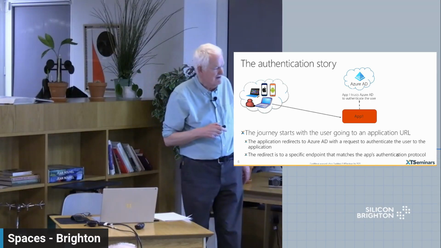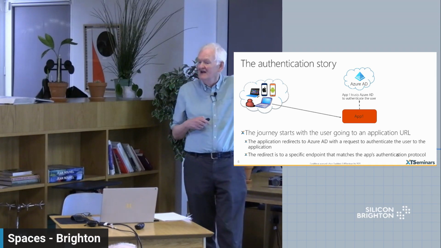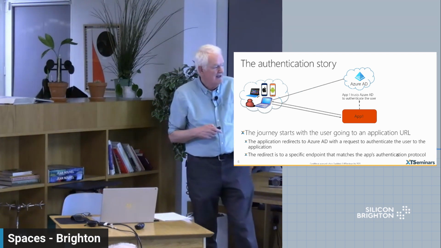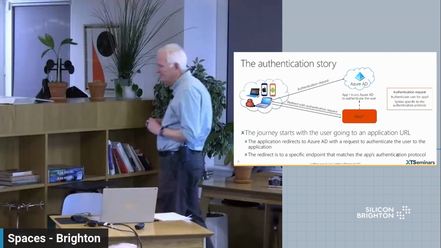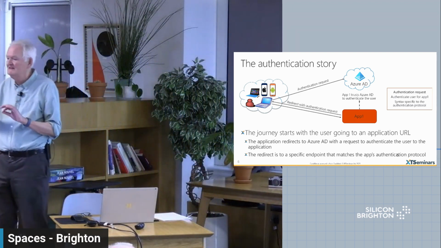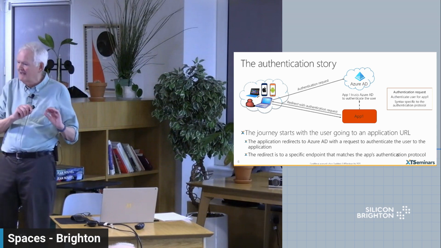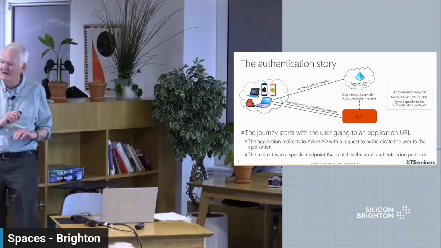And the I trust bit is, in this case, it trusts Azure AD to issue a token that will be accepted by the app. So we end up with this rather complex redirect string, which basically says in its simplest form, please authenticate this user to this application. But it can be way more complex than that. And I'll show you one shortly.